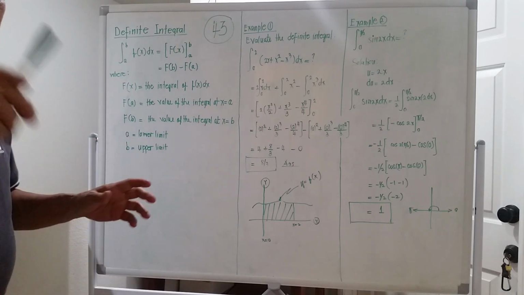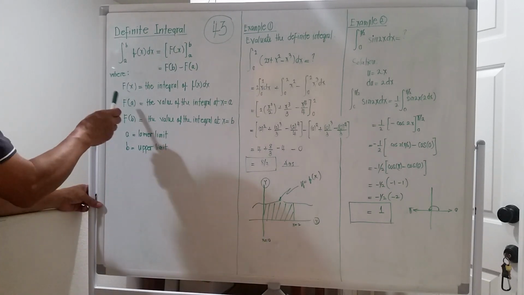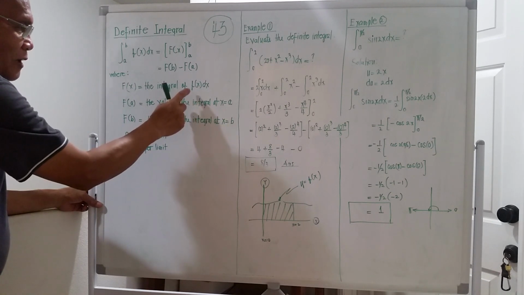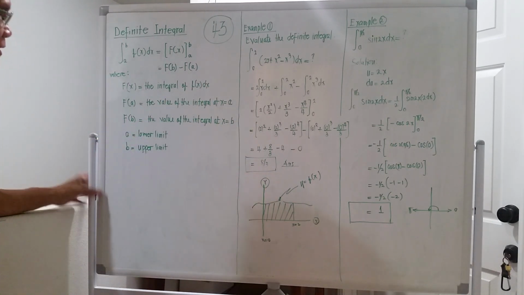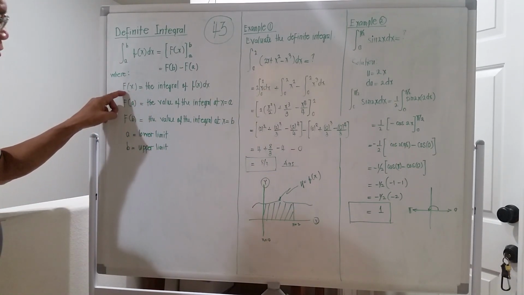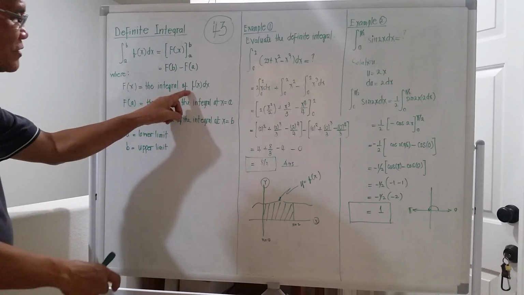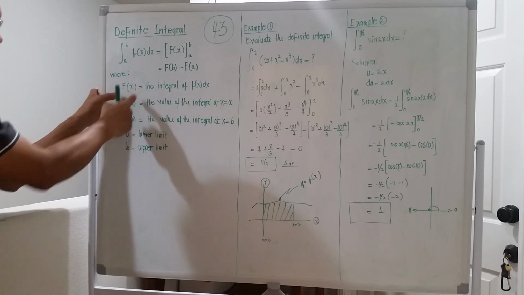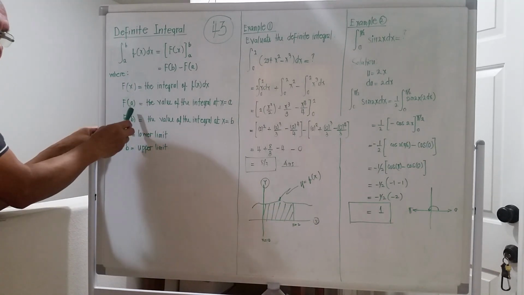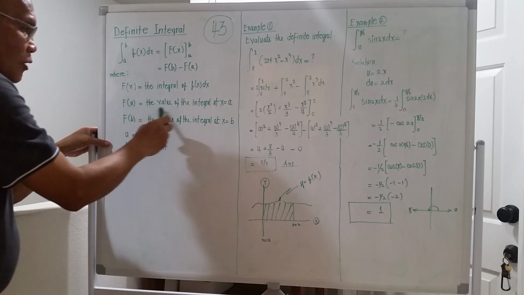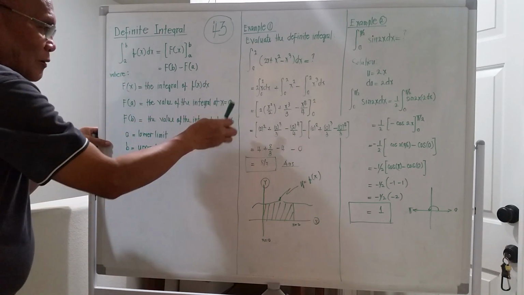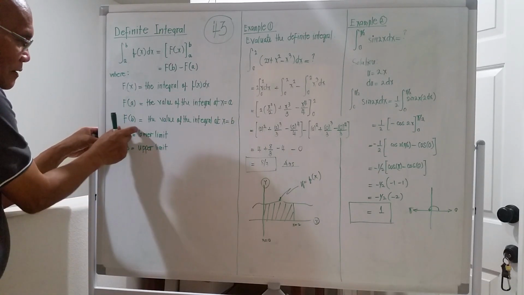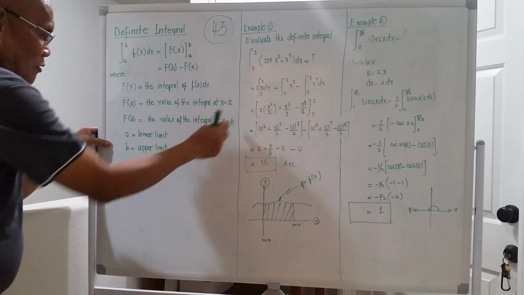That's the difference between definite and indefinite integral. Okay, I will try to bring out the legend. Capital letter F as a function of x is the integral of small letter f function of x dx. It's the solution when we integrate f of x dx. That's the meaning of capital letter F as a function of x. Capital letter F as a function of a is the value of the integral at the value x equal to a. F of b is the value of the integral at x equal to b.